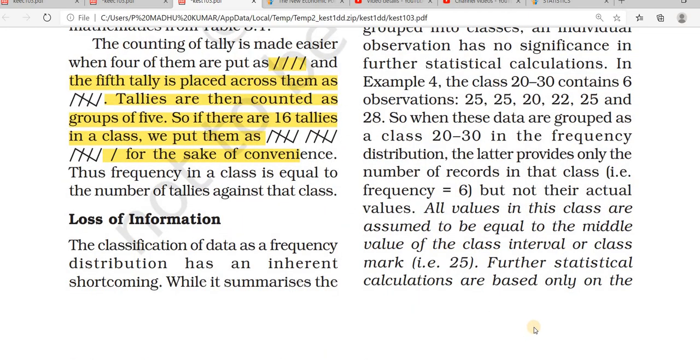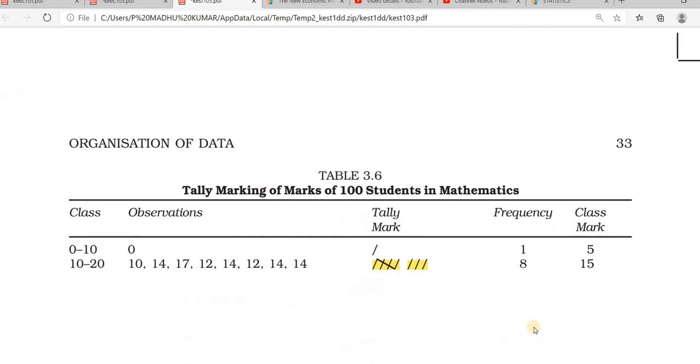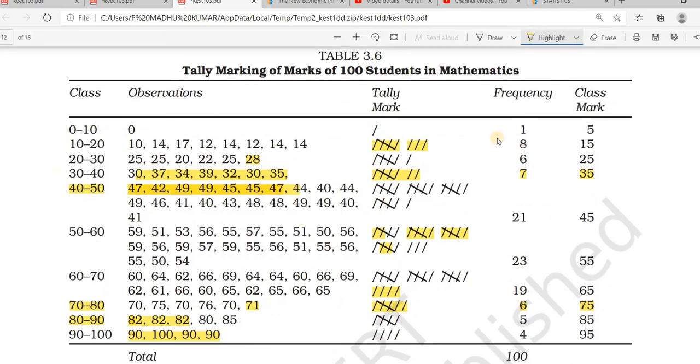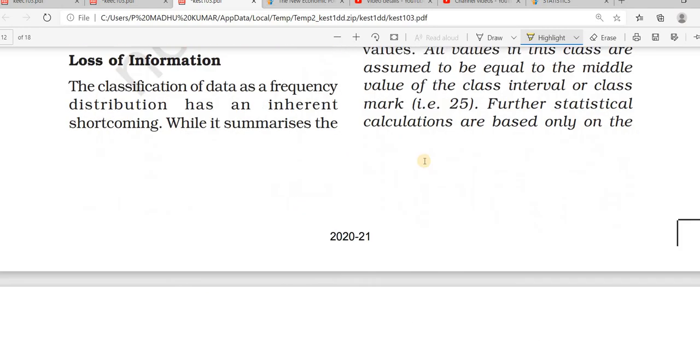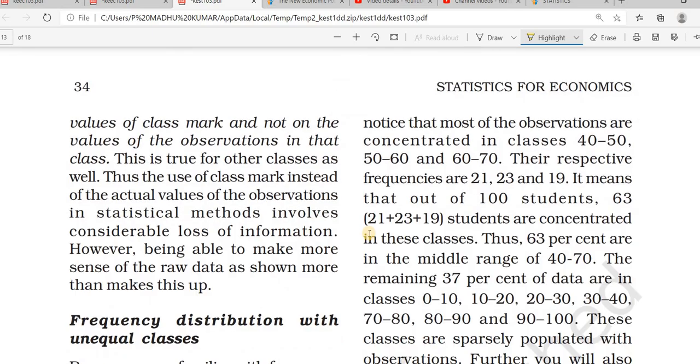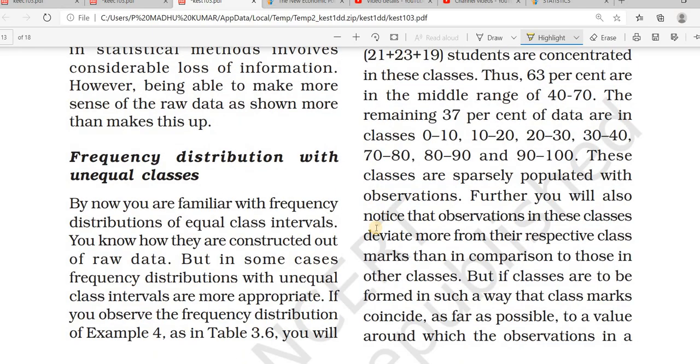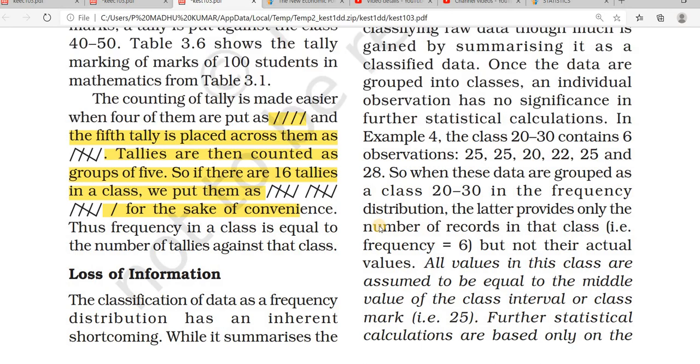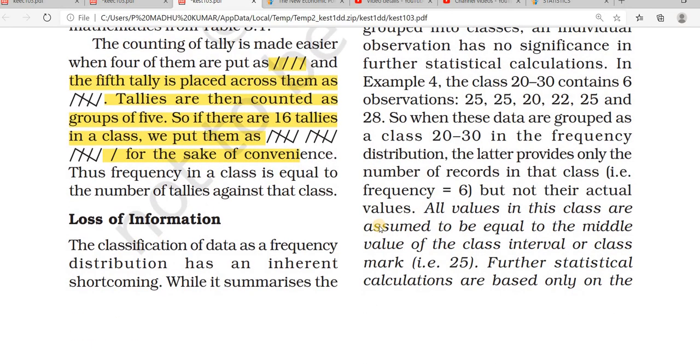The frequency in a class is equal to the number of tallies against the class. Here you can see again that frequency and tallies are equal. Now we can study about loss of information. The classification of data as a frequency distribution has inherent shortcomings.